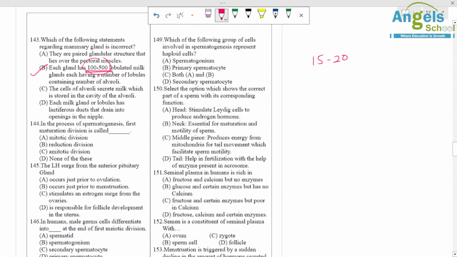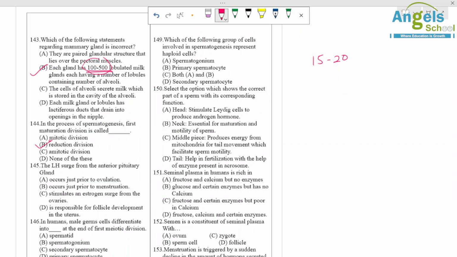Okay, question number 144. In the process of spermatogenesis, the first maturation division is called. Okay, so in the first meiotic division the chromosome number is halved, and it's also known as reductional division. So option B is correct.